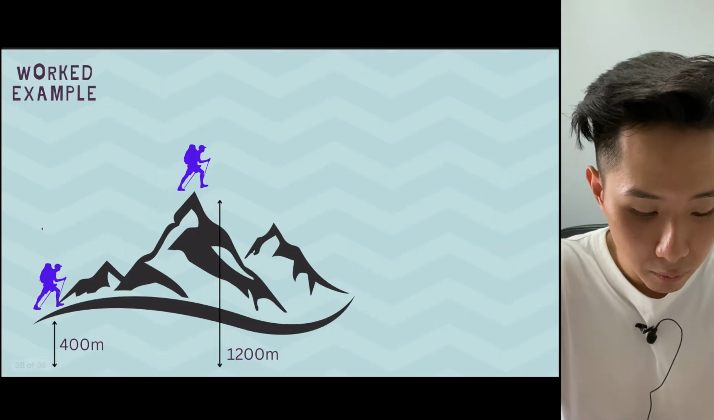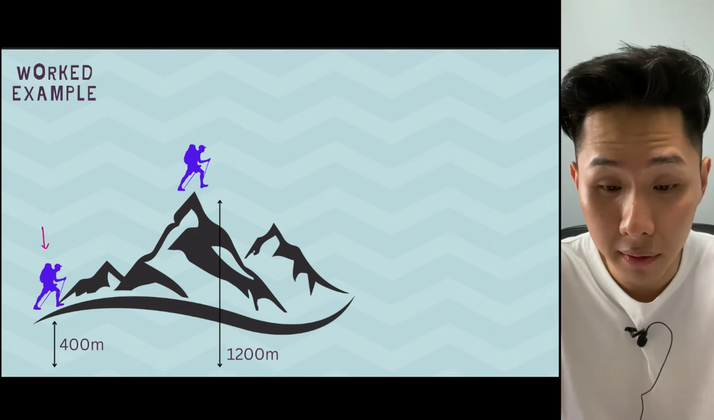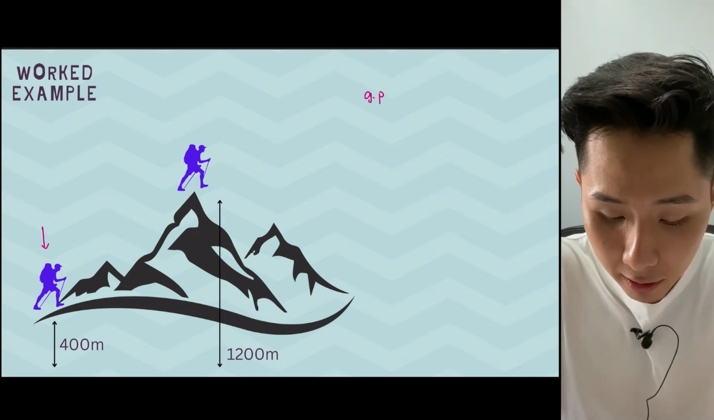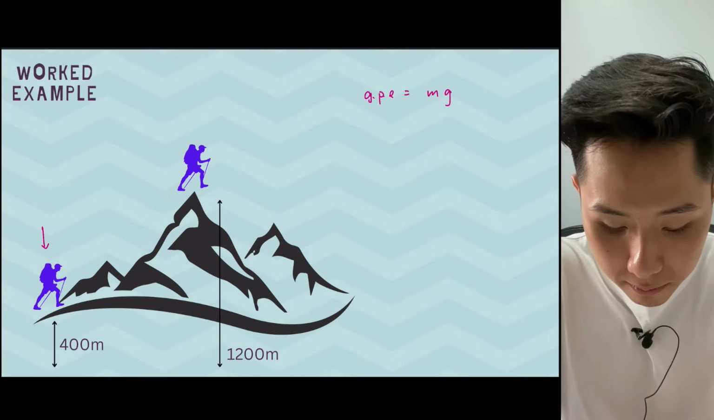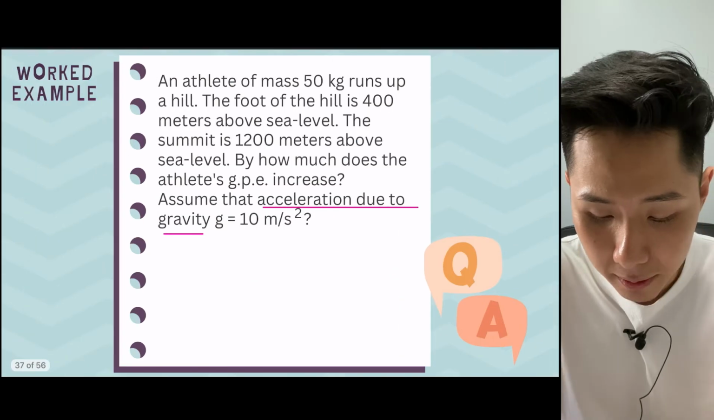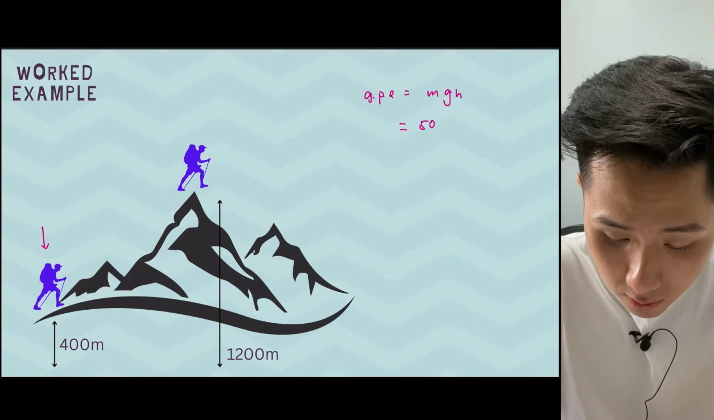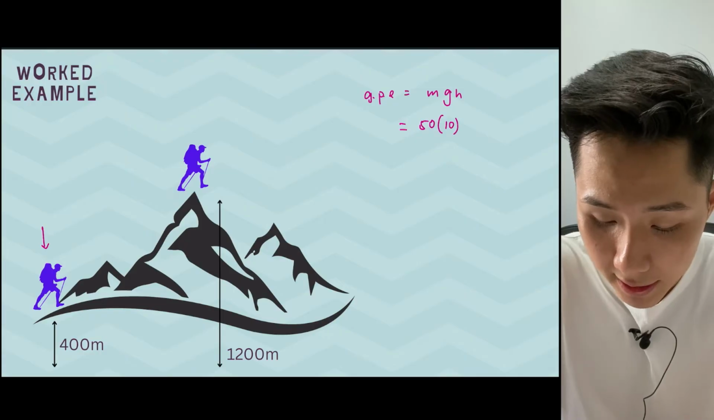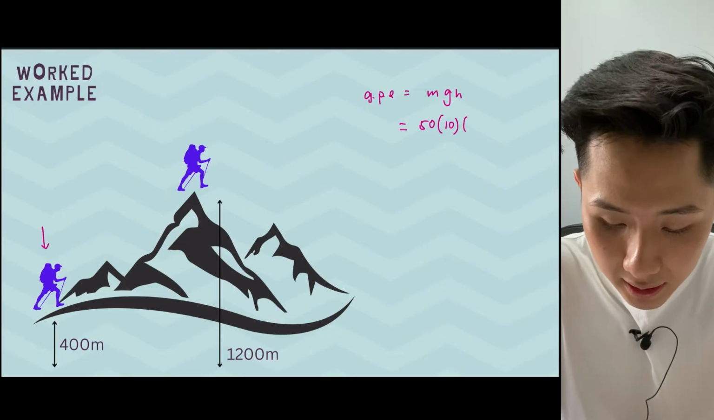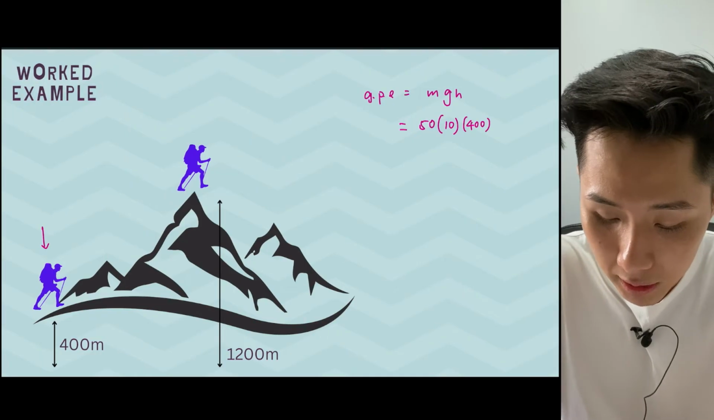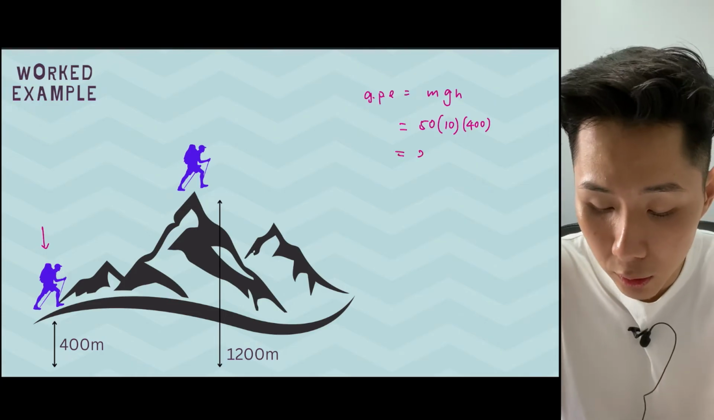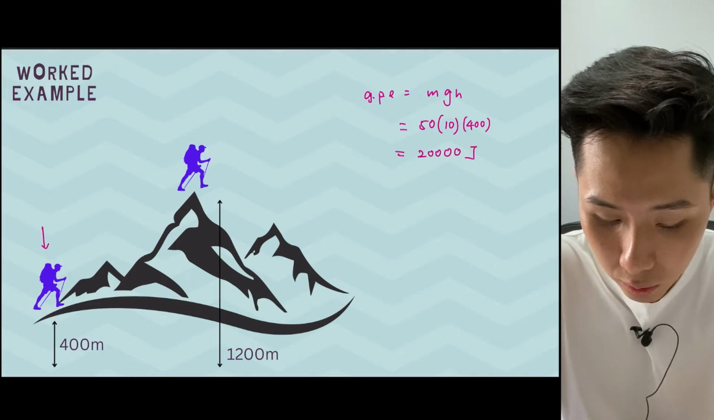Okay, we will calculate the initial G.P.E of this person. The G.P.E is calculated using the formula mgh. The mass of the hiker is 50 kilograms and g is 10. For the initial G.P.E, we use the initial height, 400 meters. If I plug this into the formula, I get 20,000 joules.